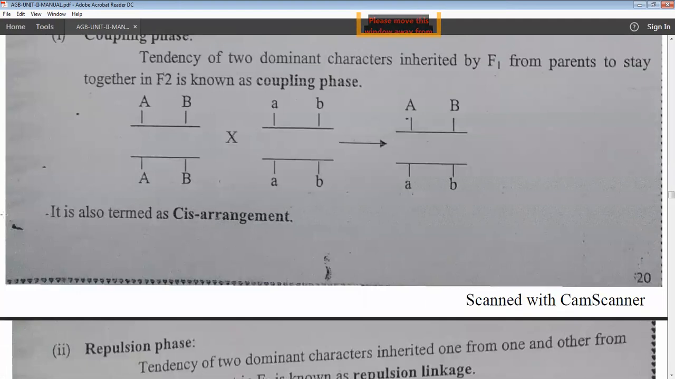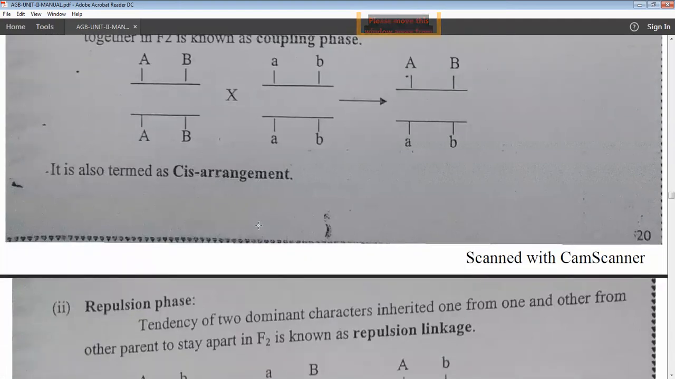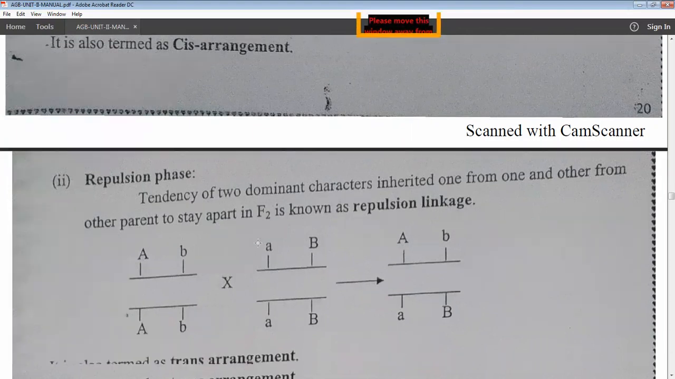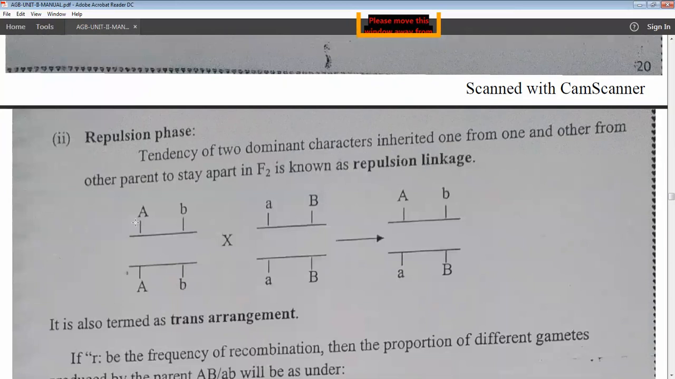Okay, this is also known as the cis arrangement. In the repulsion form, the tendency of two dominant characters inherited from one parent and another parent is to stay together apart into the F2 generations. For example, this is one kind, this is the other kind. So in this way, this will exchange with each other.